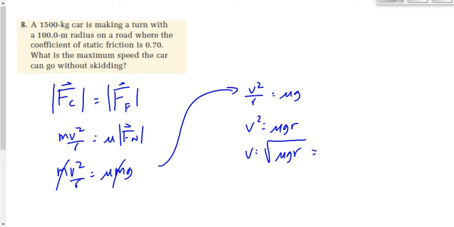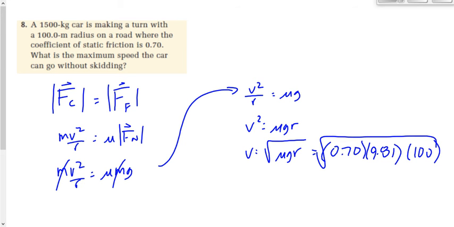So let's see here now. 0.70 times 9.81 times the radius here of 100 meters. When we do that, I think we end up getting 26 meters per second, which is almost 100 kilometers per hour.